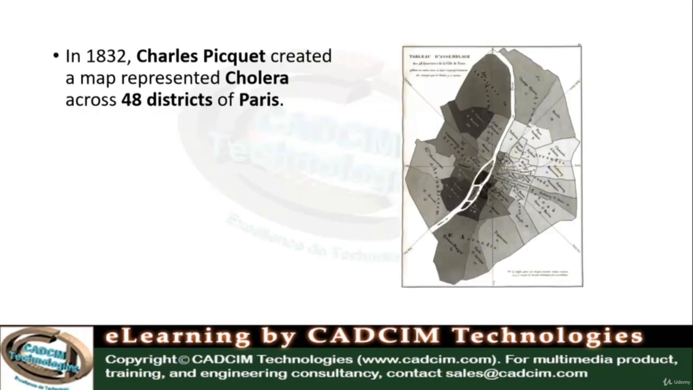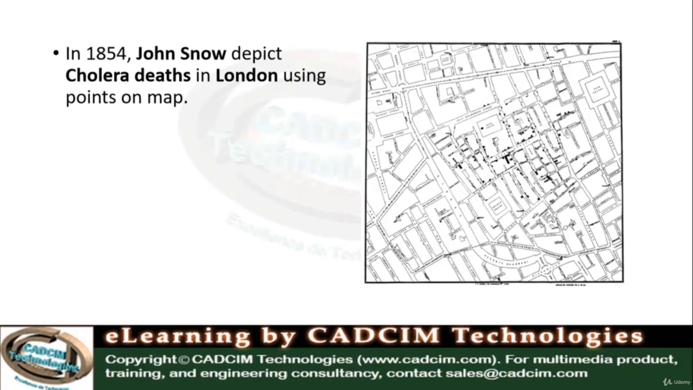Now on the right hand side you can see a map representing cholera across 48 districts of Paris. This map was created in 1832. Next is the map of London depicting cholera deaths using points on maps.